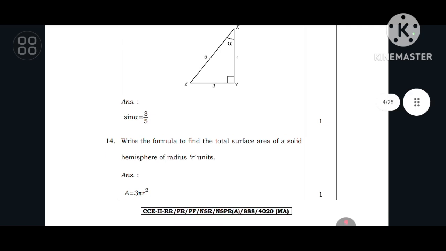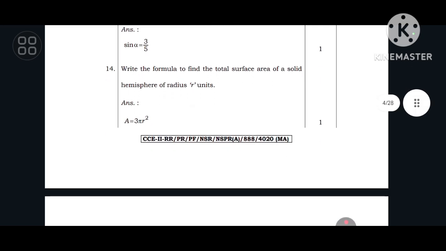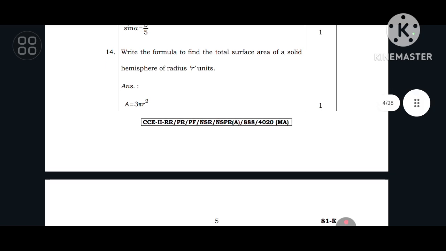3/5 means opposite upon hypotenuse. Write the formula, find the total surface area. So what I told in the beginning, you should practice all the formulas from the surface area and volumes chapter. And what they ask, you can see, find the total surface area of a solid hemisphere of radius r units. 3 pi r square is the correct answer.